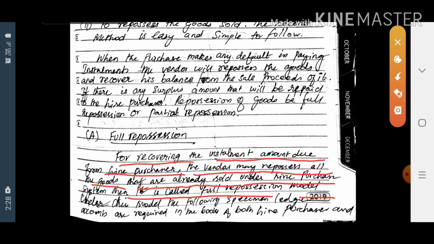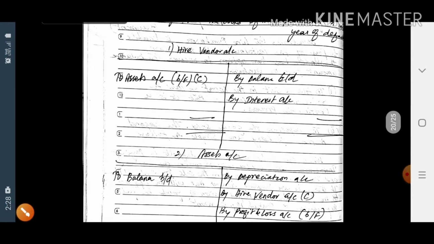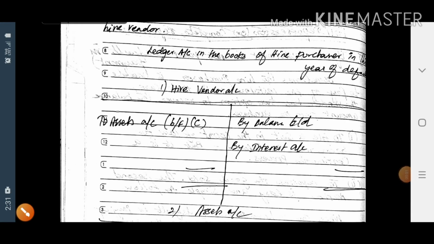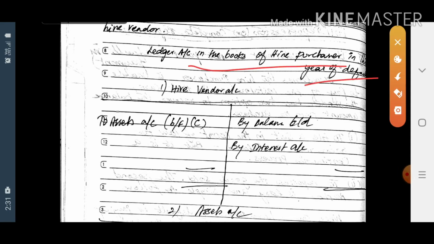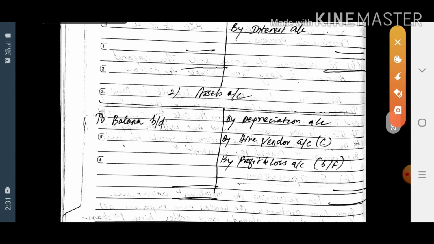So here the specimen, let us see the model ledger accounts to be opened in case of default. Here the hire vendor account, the usual hire vendor account we used to prepare, and similarly the asset accounts also, it is the same as we prepared earlier.